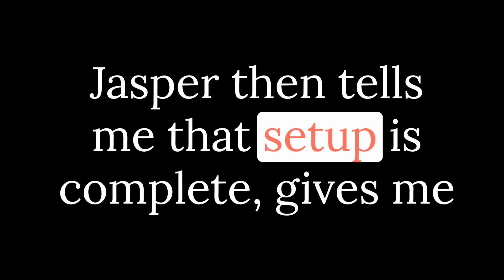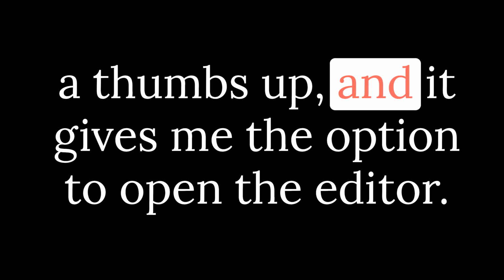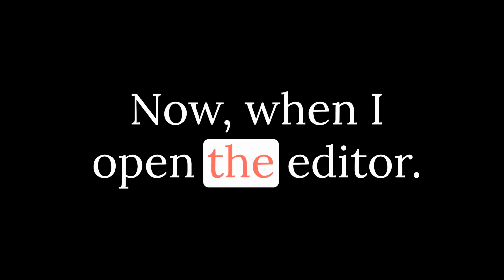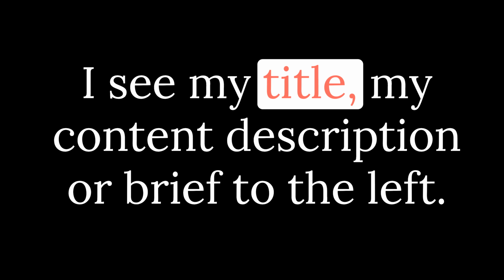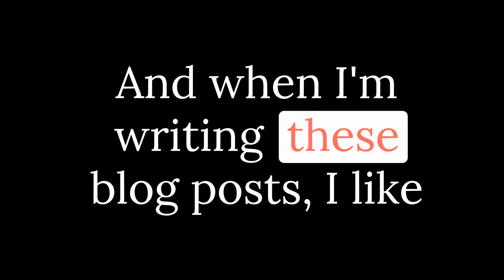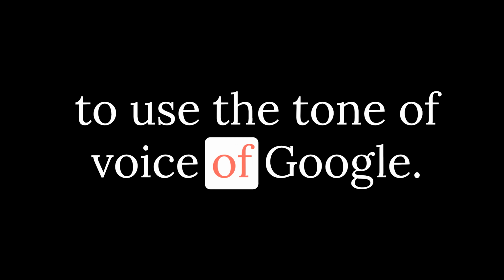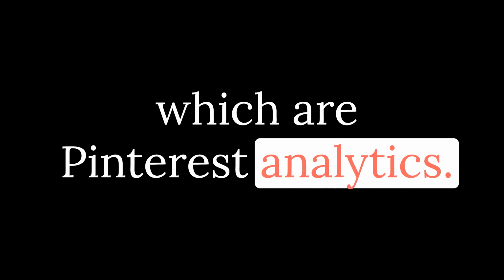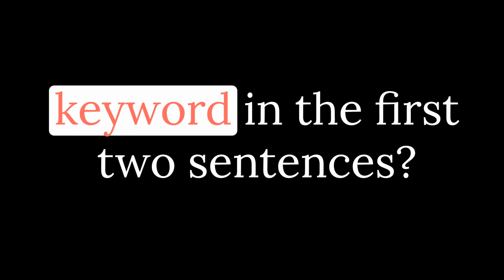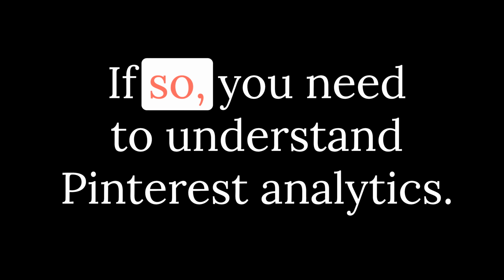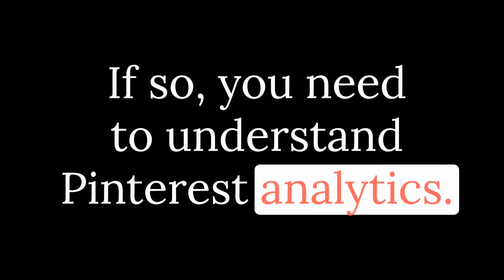Jasper then tells me that setup is complete, gives me a thumbs up, and it gives me the option to open the editor. Now, when I open the editor, I see my title, my content description or brief to the left. I have an option for tone of voice. And when I'm writing these blog posts, I like to use the tone of voice of Google. And then I've got my keywords, which are Pinterest analytics. And remember how I told you that you want to have your keyword in the first 2 sentences? My keyword is in that second sentence. If so, you need to understand Pinterest analytics.